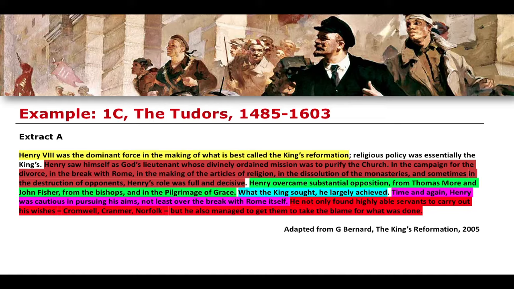Okay. He overcame substantial opposition. Okay, this is another argument, and the author references different examples of that. So Thomas More, John Fisher, Bishops, Pilgrimage of Grace. What the king sought, he largely achieved. Again, that's another argument that you can make and that you can analyze. Time and again, Henry was cautious in pursuing his aims, not least over the break from Rome itself. Again, another argument. Whether or not he was cautious, and whether or not he was especially cautious in relation to the break from Rome. And then finally, you've got the last one, having able servants, and then they cite Cromwell, Cranmer, and Norfolk.